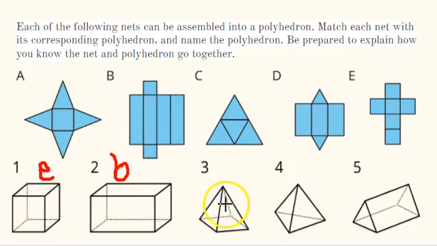Number 3, we've got a pyramid. We have a square base. So we need to find one that has a square base with triangular faces, and that would be A. Number 4, we've got another pyramid, but this time it looks like we have a triangular base. So we're going to make a triangular pyramid, and that would be C, because we have a triangular base. These would fold up to make the sides here. And the final one, we've got a prism again, but a triangular prism. So we're going to look for rectangles that have a triangle with it, which would be letter D.